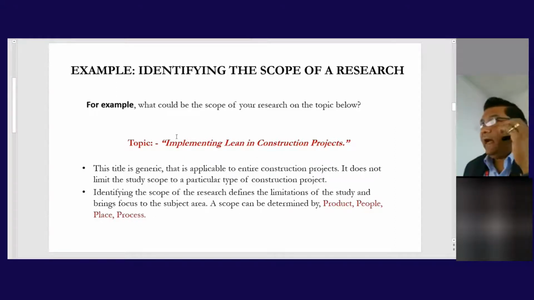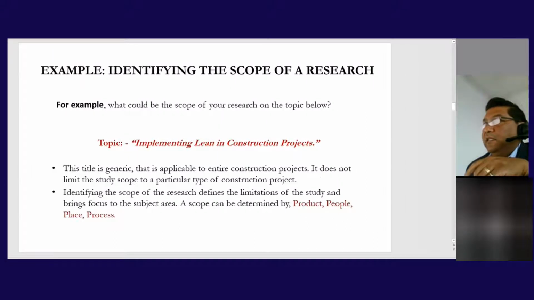Okay, you already have a tentative topic. So let's say this is your tentative topic here as an example of what you are trying to do. Your topic is implementing lean in construction project. Now, what you need to do, you need to define a scope of your project.